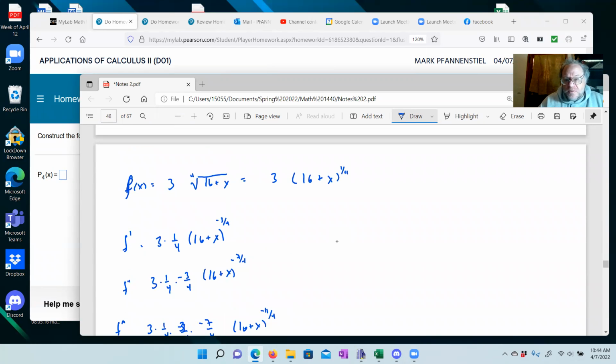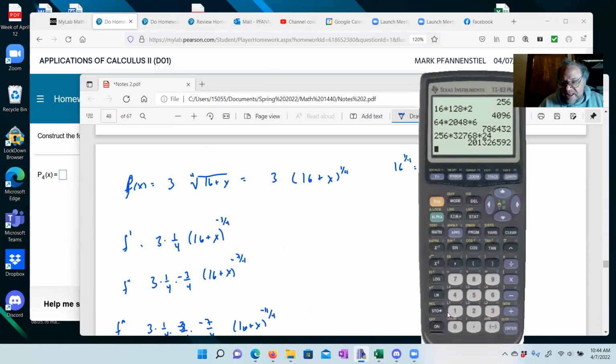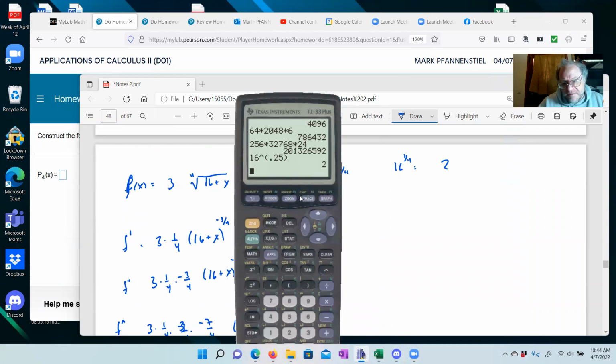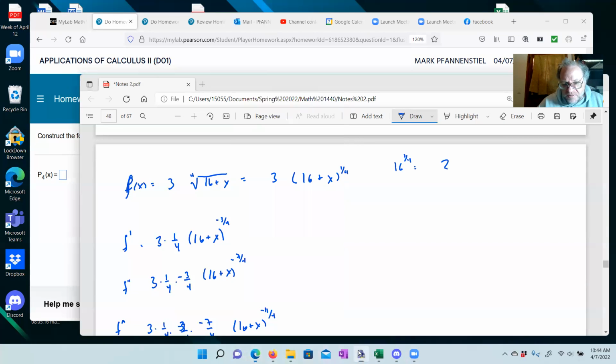Okay, so 16 to the 1/4, that's 2. You can go ahead and try that out if you don't believe it. We could say 16 caret parentheses 0.25 or 1/4, doesn't matter. But we're going to end up with 2. I got mine from memory, but you guys will do it on a calculator, I guess, but whatever.